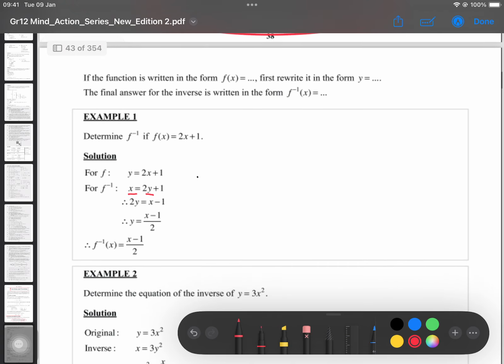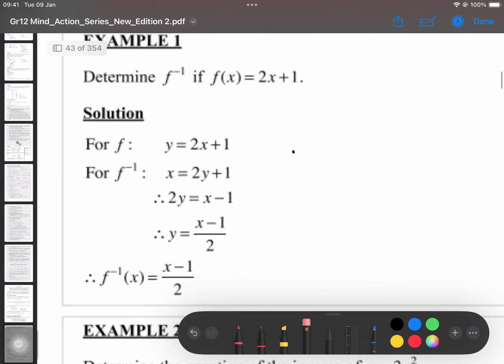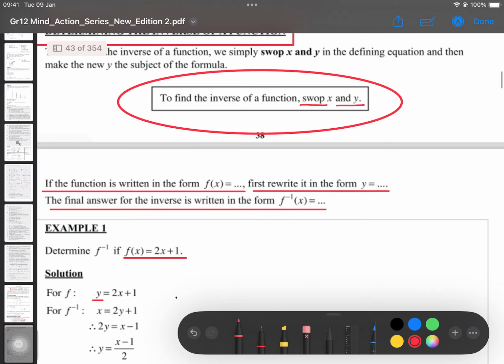Let's do it. But before that, if the function is written in the form f of x equals to, first rewrite it in the form y equals to. The final answer is written in the form f inverse of x equals to. Okay, let's start with the first one. You're given a function there, 2x plus 1. You first rewrite it as y equals 2x plus 1, so that you know where x is and where y is, so that you can swap them.